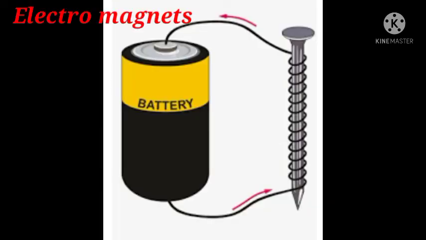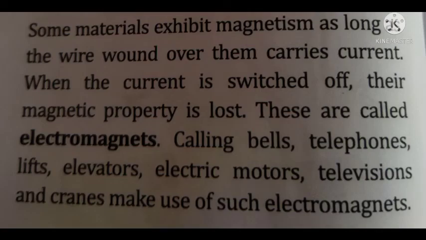Let's see about electromagnets. Some materials exhibit magnetism as long as the wire wound over them carries current. When the current is switched off, their magnetic property is lost. These are called electromagnets. Examples are calling bells, telephones, lifts, elevators, electric motors, televisions, and cranes, which make use of such electromagnets.